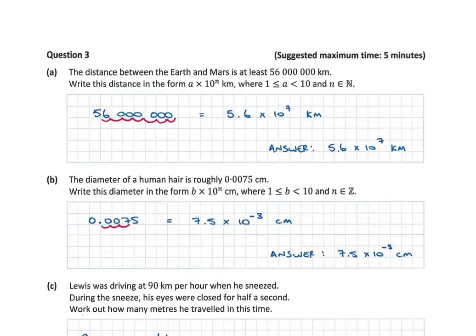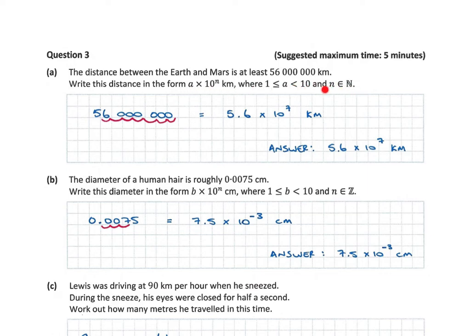So we're going to start there with the Junior Certificate Higher Level 2019, Paper 1, Question 3. The distance between the Earth and Mars is at least 56 million kilometers. Write this distance in the form of a multiplied by 10 to the power of n kilometers, where 1 is less than or equal to a, which is less than 10, and n is an element of natural numbers.